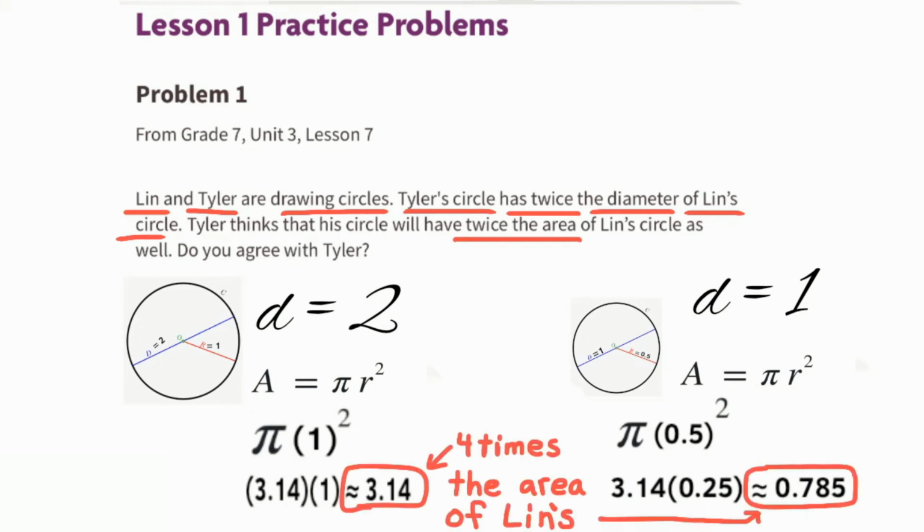3.14 is 4 times larger than 0.785. This tells me that the area for Tyler's circle is 4 times larger than the area of Lynn's circle. Not 2 times larger or twice the area of Lynn's circle like Tyler thinks.